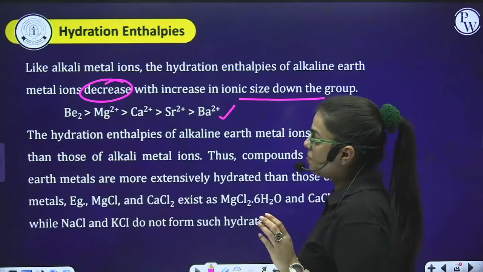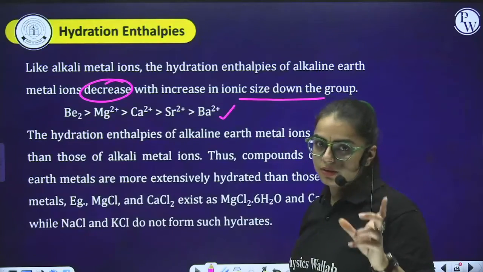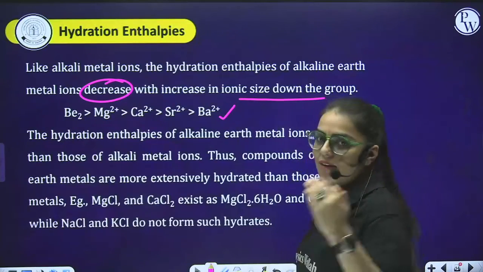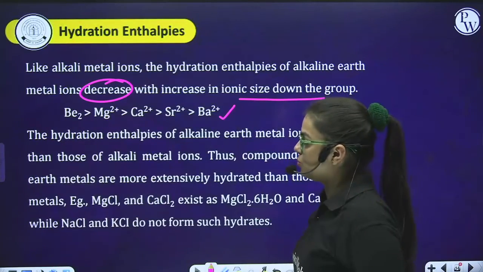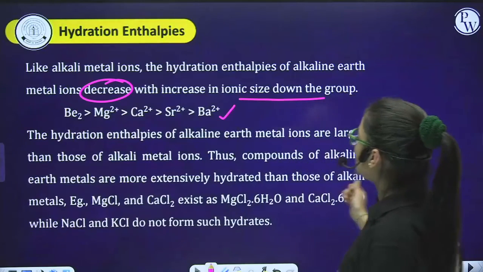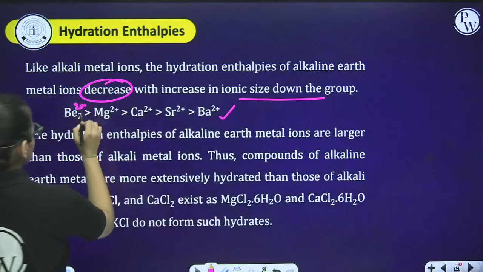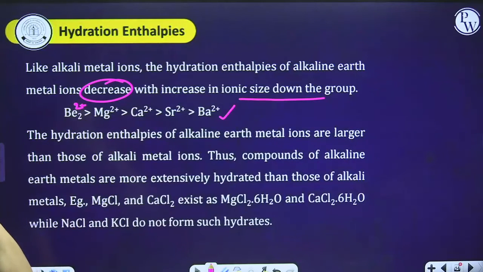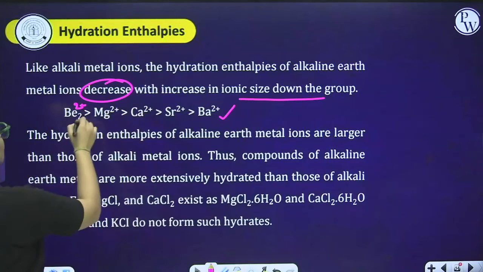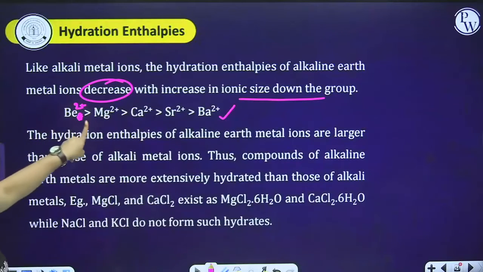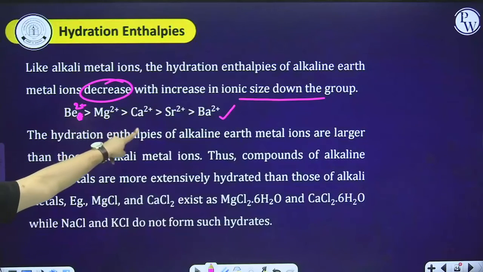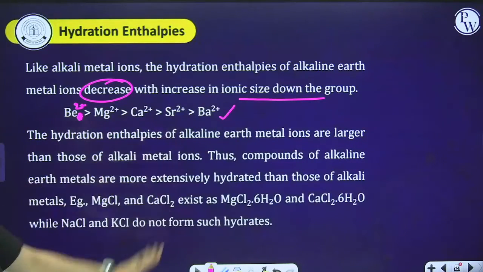Now this is beryllium plus 2. So basically here, now see what happens. It will have the highest one because it is decreasing down the group, right? Hydration enthalpy of alkaline earth metals are larger than those of alkali metals. Here plus 2 charge is not written, so please write down that as well. Yes, everyone, and by chance it is written 2 over here. So it is beryllium plus 2 will have highest, then Mg plus 2, then Ca plus 2, then Sr plus 2, then barium plus 2.